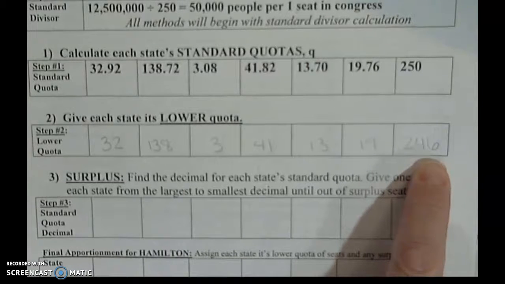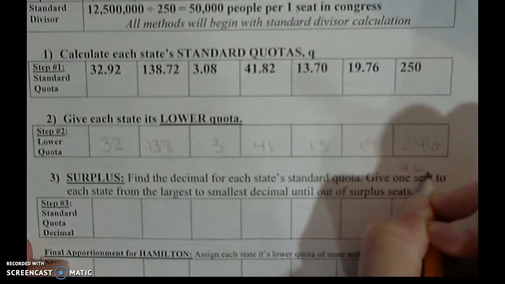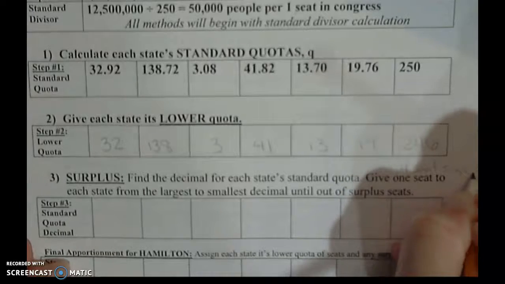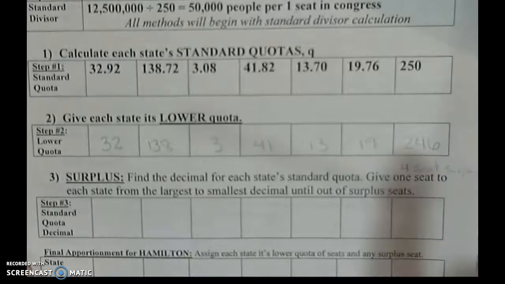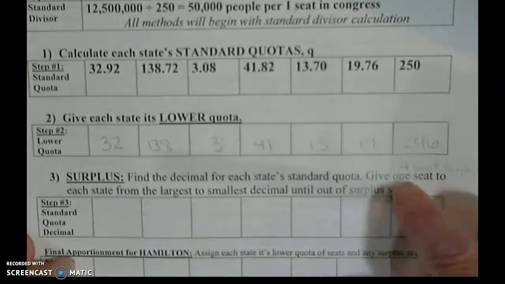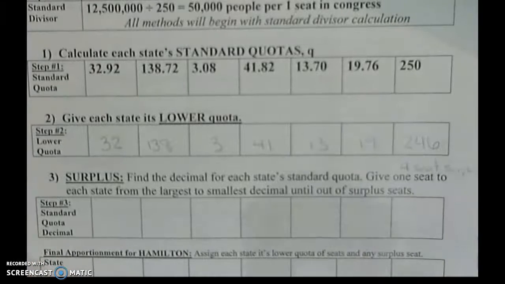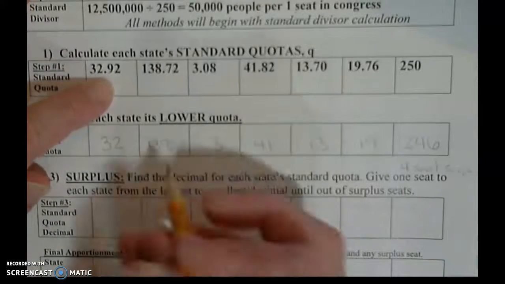246. So do we have a surplus? Yes. After we've given out everything, 4 seats would be my surplus. We have a surplus of 4 seats because we have 250 seats and we've given out 246 seats. So there are 4 seats left over. All right, so basically what Hamilton's method says is to now look at the decimal pieces.